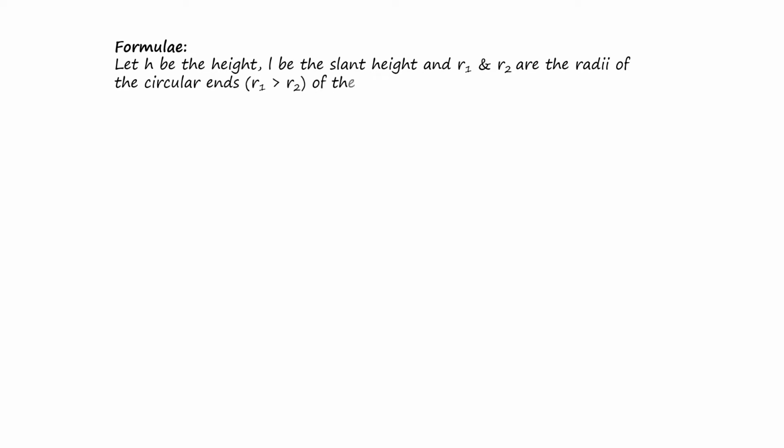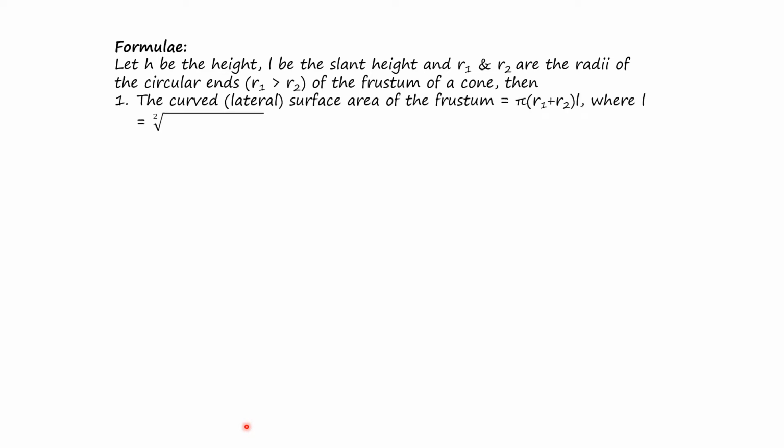Some important formulae. Let H be the height, L be the slant height, and R1, R2 are the radii of the circular ends, such that R1 is greater than R2, of the frustum of the cone. Then the first one, the curved or lateral surface area of the frustum, is pi into (R1 plus R2) into L, where L is the square root of H square plus (R1 minus R2) whole square.